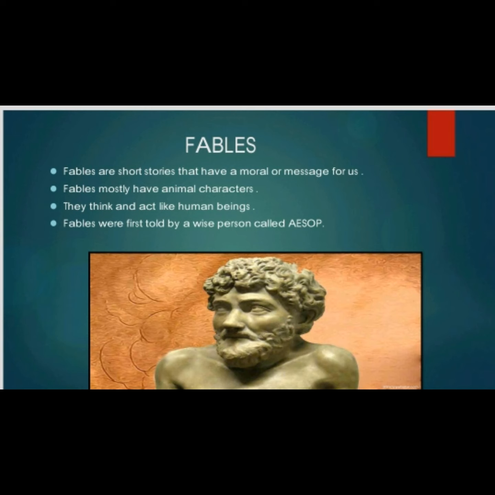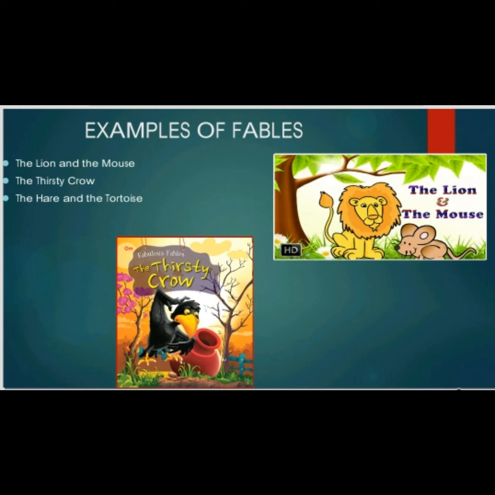Fables were first told by a wise person called Aesop. Here are a few examples of fables like the lion and the mouse, the thirsty crow, the hare and the tortoise, and in this way there are many examples of fables which you already know. All these fables were first told by a wise person called Aesop. So let us learn more about Aesop.